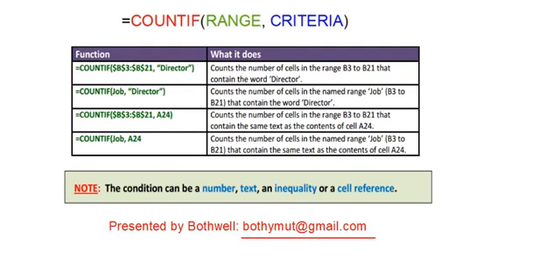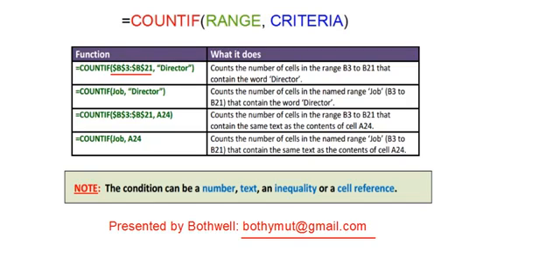Alright, I have come up with 4 variations in which you can represent the same function. In this case, with the first one, we are going to type equals Countif B3 to B21. Basically B3 to B21, we are referring to our range.